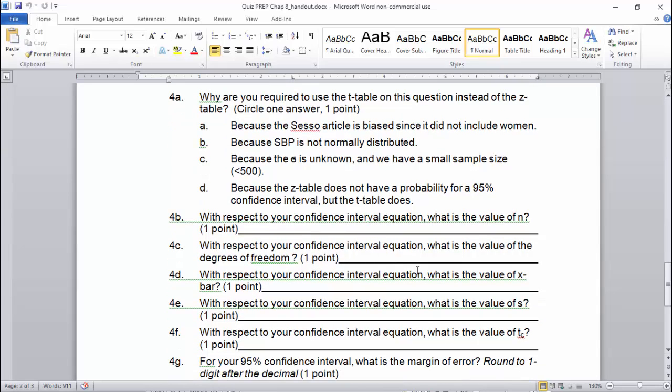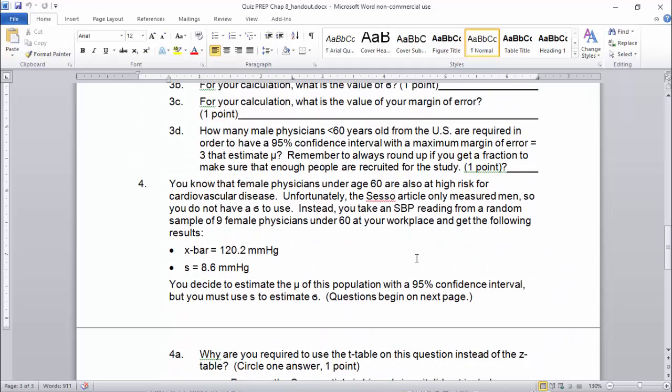So this is sort of the $69 million question right now. I wish I could give you that much money. All right. Why are you required to use the T table? Remember, we've been using the Z table the whole time. Why are you required to use the T table on this question instead of the Z table? Well, you know how I was talking so glowingly about just using the sample standard deviation? You can't use the 9.2 from the guys, but you can just use the ladies.